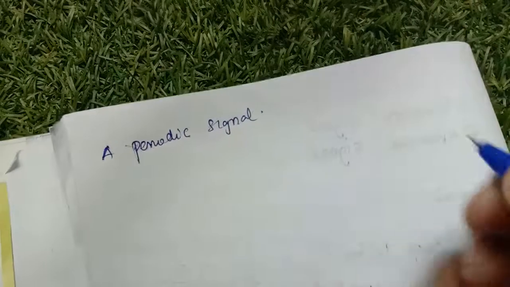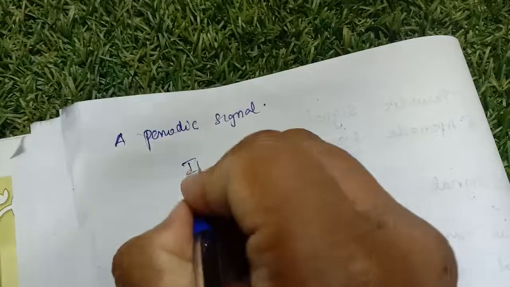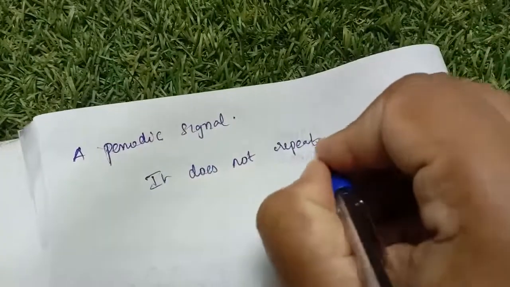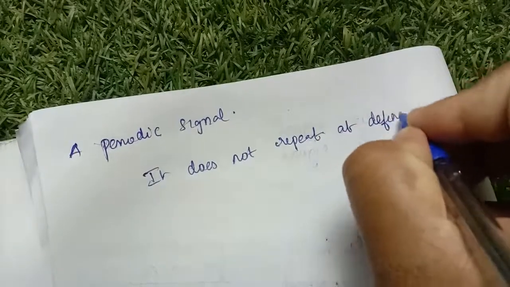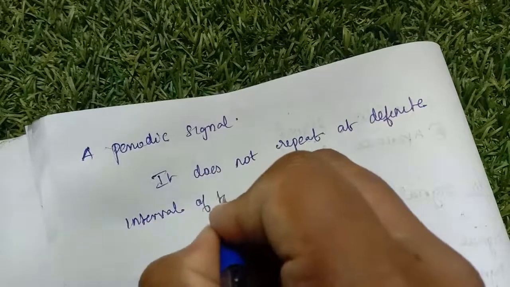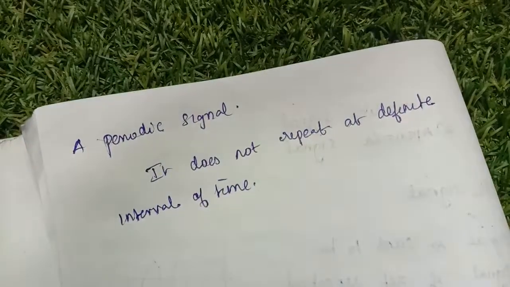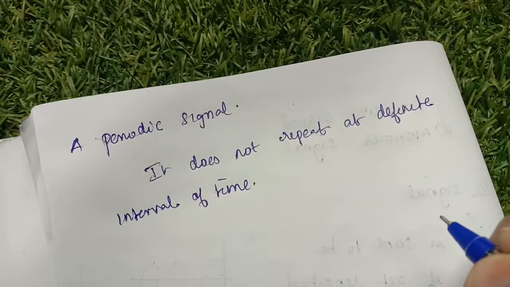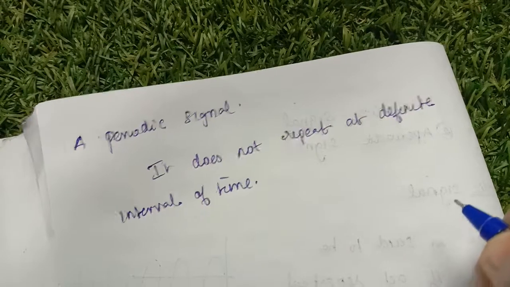Okay, now what is an aperiodic signal? As I already said, a signal is said to be aperiodic when it does not repeat at a definite interval of time. Aperiodic is nothing but it does not repeat. When the signal is aperiodic, it does not repeat at a definite interval of time.